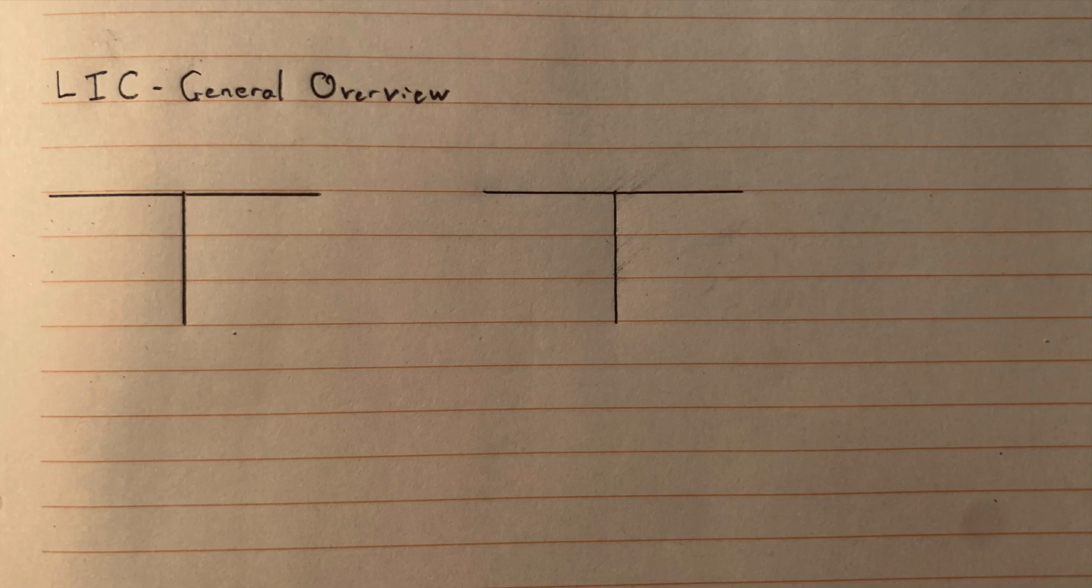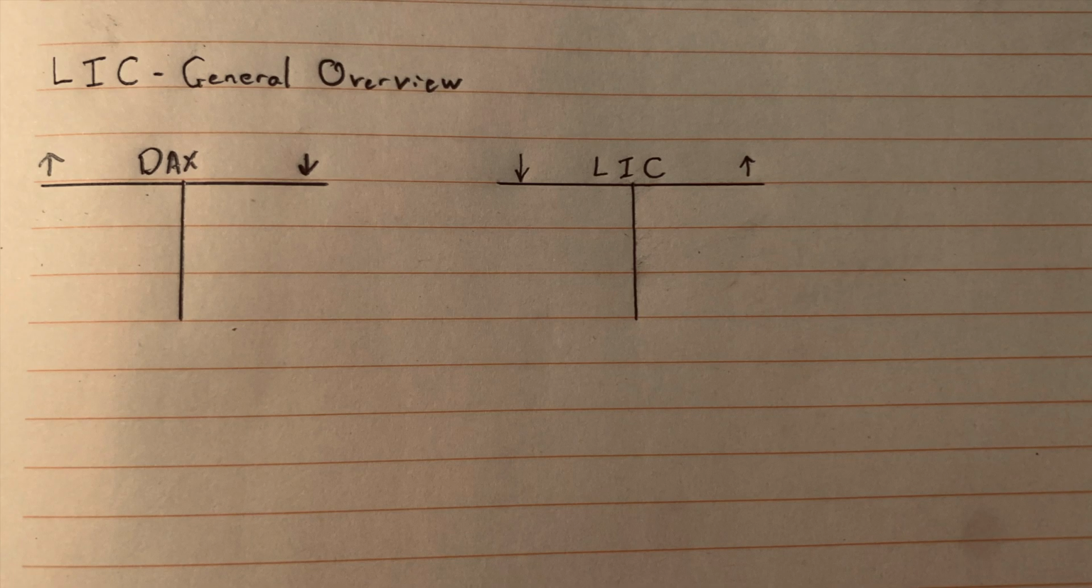So just like we did in the previous example for DAX, we're going to do the same for LIC. So we have to account for two accounts named DAX and LIC first. Great, account sorted. Let's see how this $30,000 transaction affects DAX and LIC.